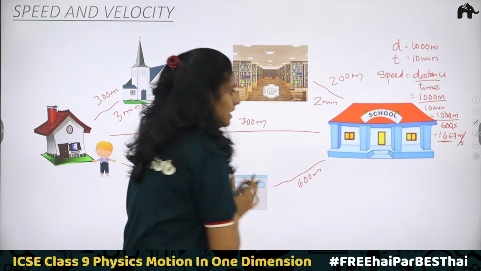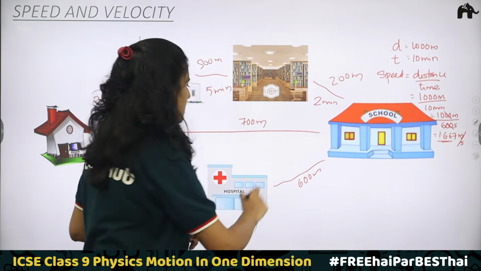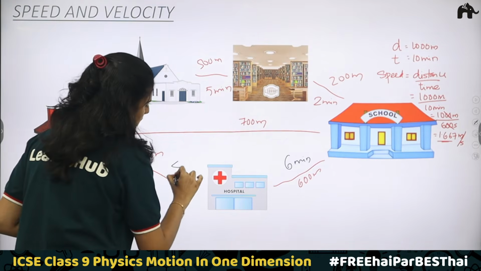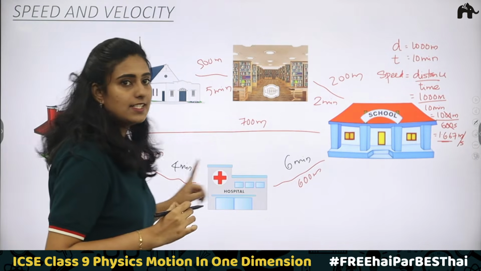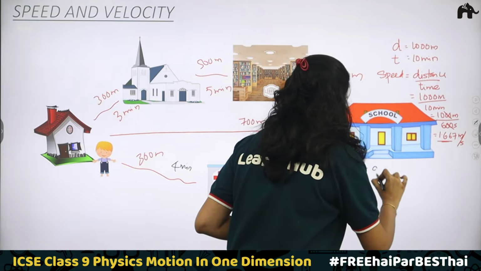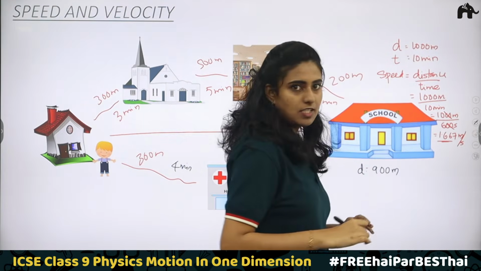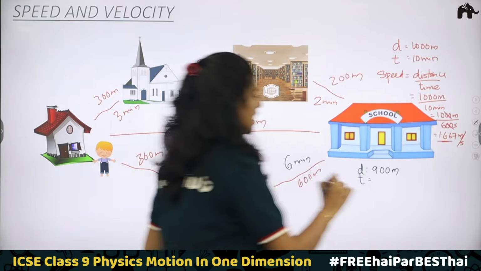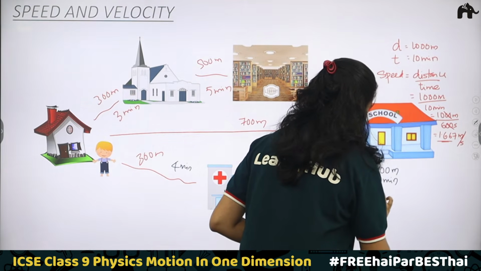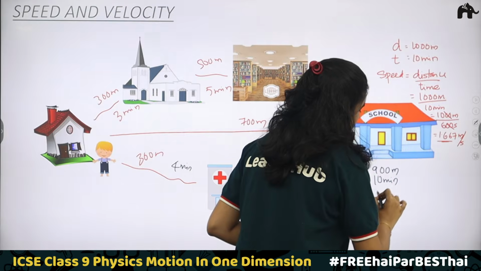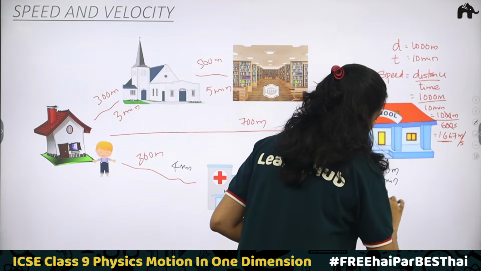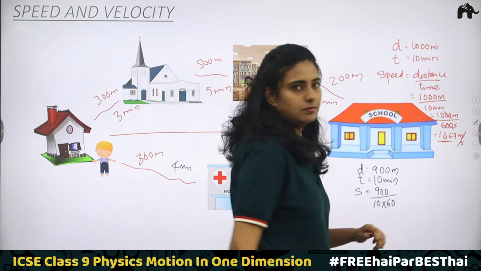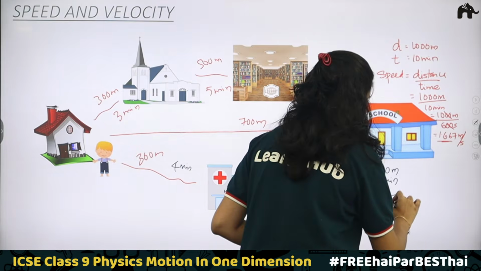Now let us take the reverse path. From school to hospital, let's say he takes 6 minutes, and from hospital to home he takes 4 minutes. So what is the total distance travelled? Total distance is equal to 600 plus 300, that is 900 meters, and the total time taken will be equal to 6 minutes plus 4 minutes, that is 10 minutes. Now we can find the speed. Speed will be equal to distance by time, which is 900 divided by 10 into 60. Cancelling the zeros.